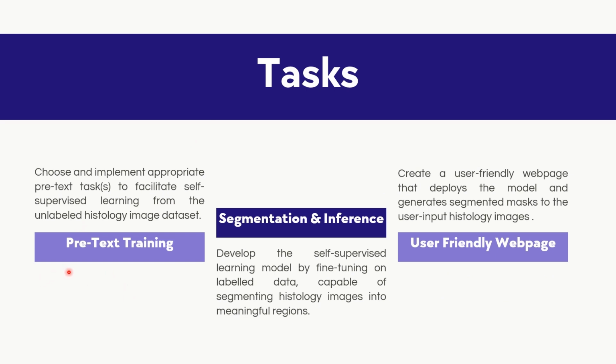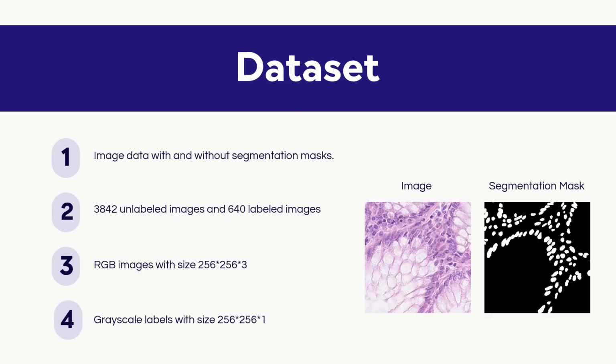First we have to do pretext training, which is done to ensure that we can get a better latent space representation of our image. Then we have to do the segmentation, and then we have to make the masks. And then the final step is to create a user-friendly web page.